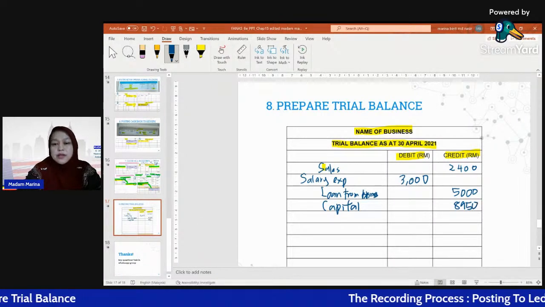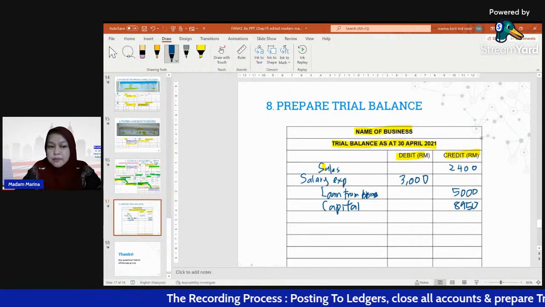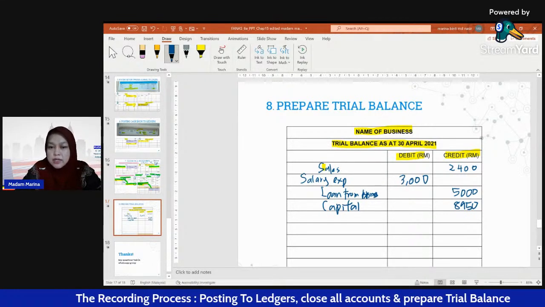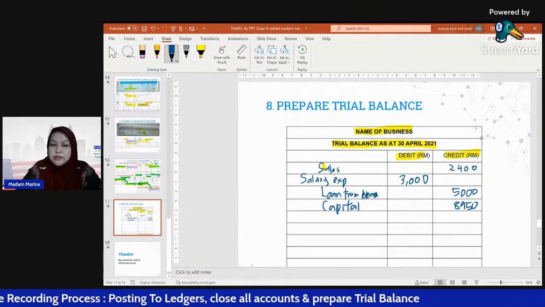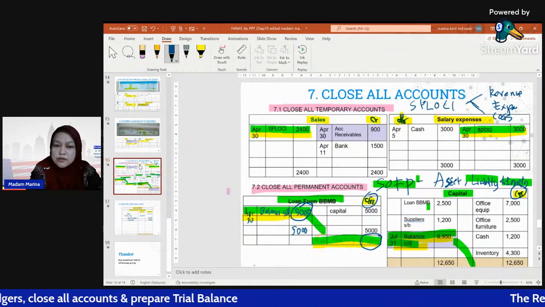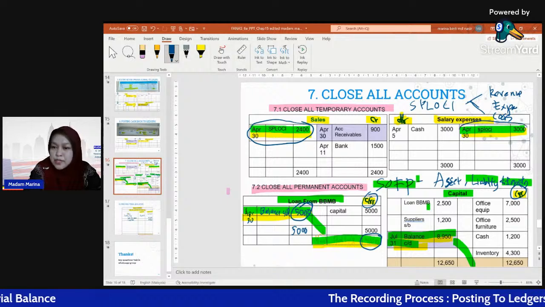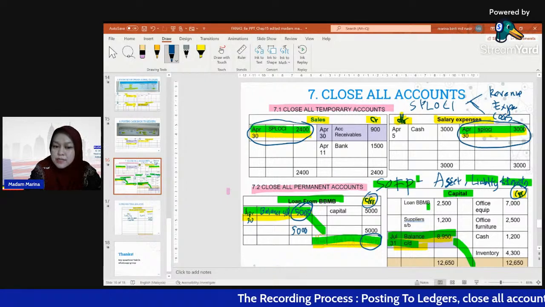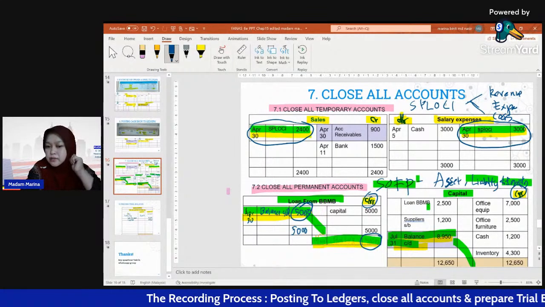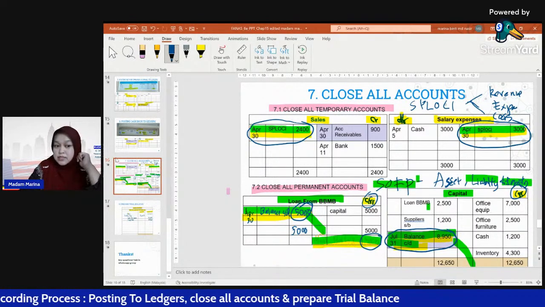Capital kita ada 8,950. Okay, so madam nak tunjukkan macam mana nak rekodkan ke dalam trial balance daripada account-account yang kita dah close. Ambil nilai yang kita dah close tadi, nilai sploci, dan nilai balance BD kalau dekat permanent account. Okay, 4 account ni sahaja.